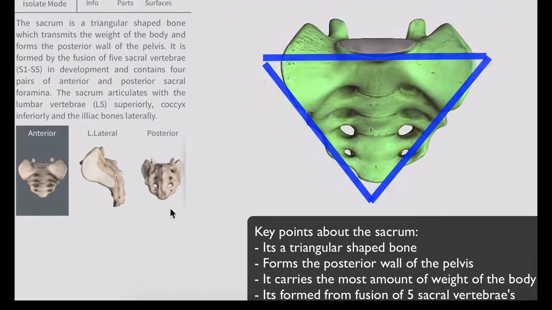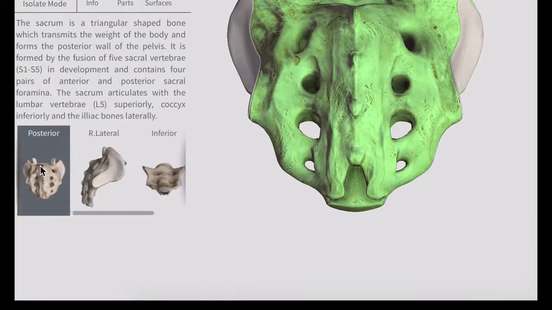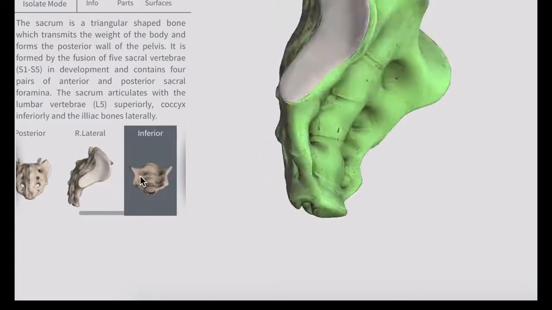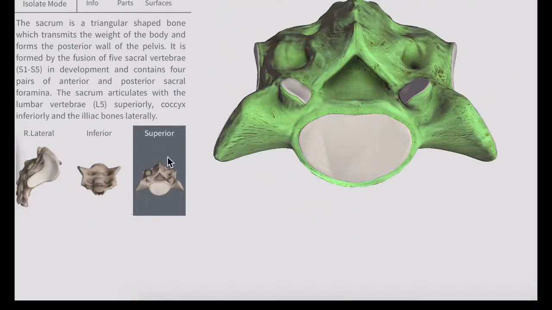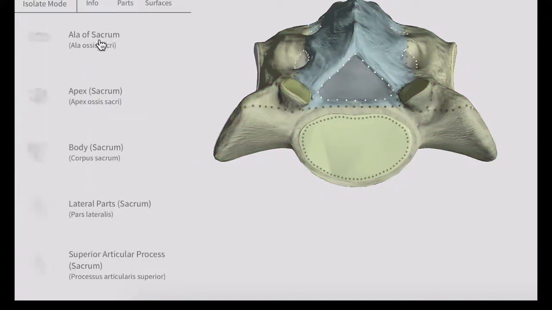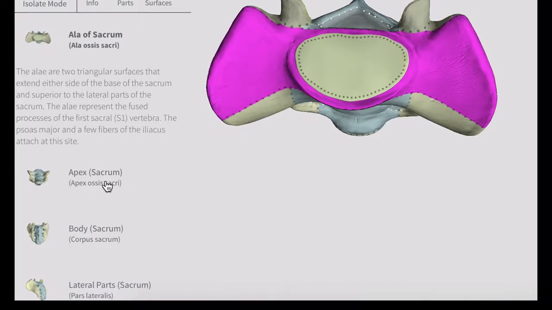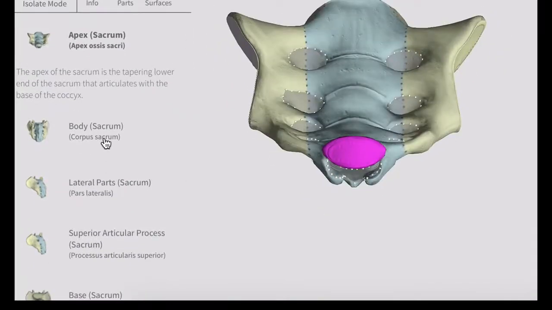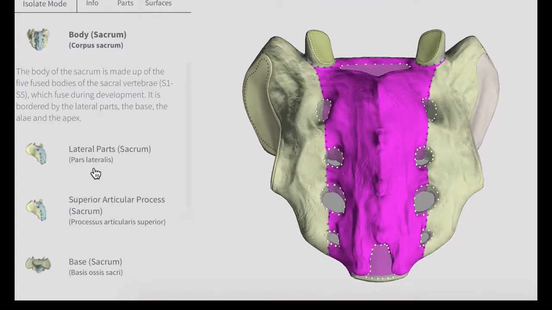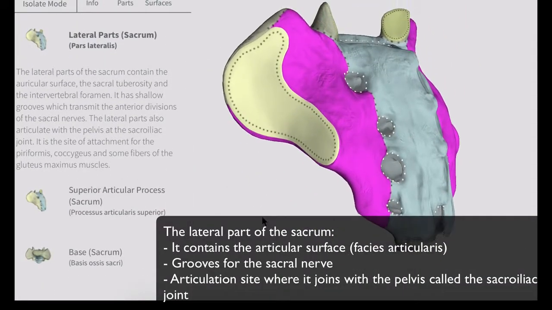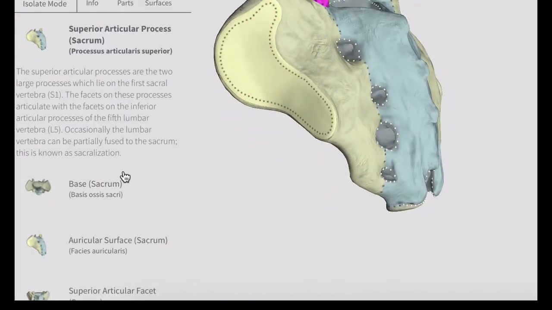Okay, so there's a triangle shape, and you've got the different lateral, posterior, inferior, superior views. And so there's 5 of them basically fused together as one. And then we're going to go through the different parts. So you have the ala, which is where the psoas major muscles attach, and attaches the lumbar region. You have the body of the sacrum. You now have the lateral part, which is important because this gives grooves for the sacral nerve as well as articulation joints with muscles and ligaments.